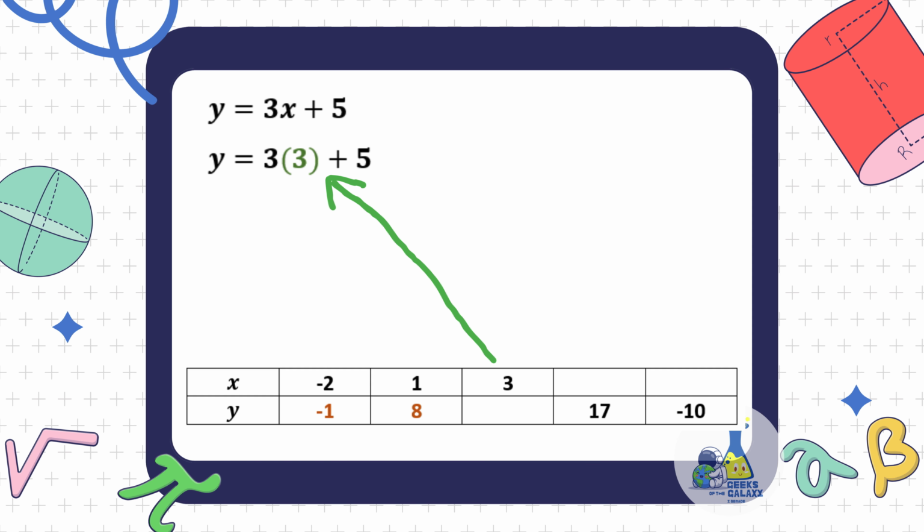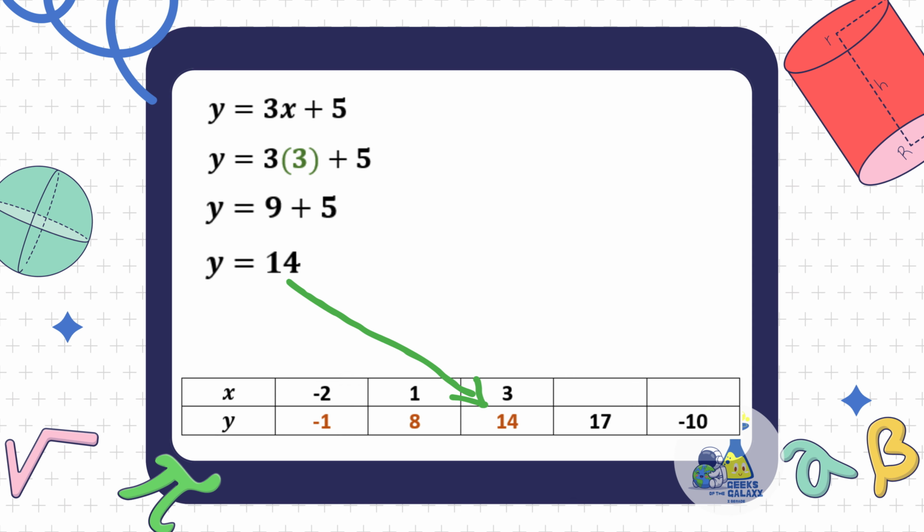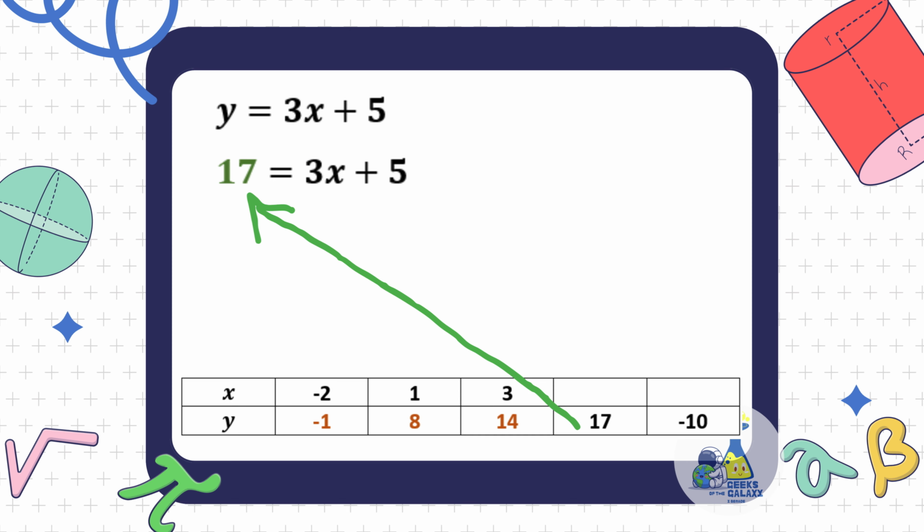Our third input value is a 3. We substitute the 3 into our equation. 3 times 3 plus 5. 3 times 3 is 9, plus 5 is 14. We've used the input value 3 to find the corresponding output value, and we can write the 14 into our table. To complete the rest of the table, we need to take a different approach.